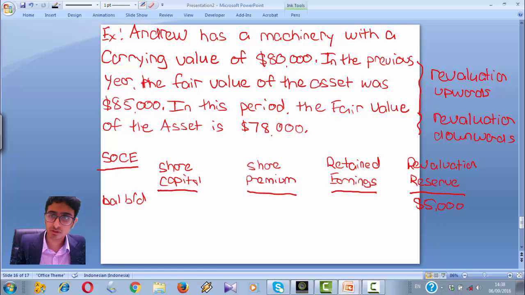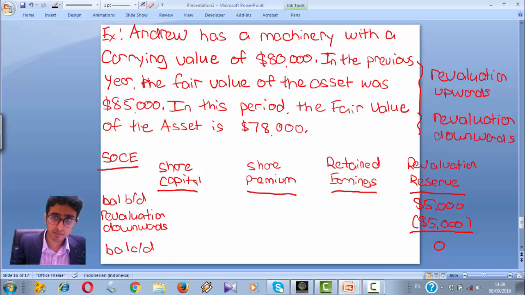But don't you think we only have $5,000? So how do we take out more than what we have? I have a revaluation downwards of 7,000. But can I write 7,000? No, I am not allowed to do that, as I only have $5,000 in my revaluation reserve. Okay, so let us first minus $5,000 first. That means in my revaluation reserve, I close the year with 0.